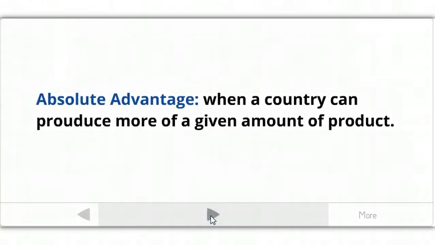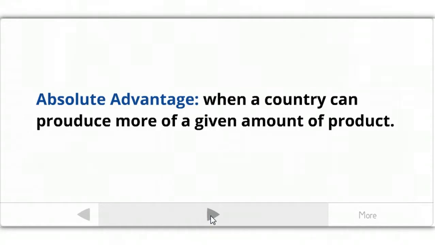Absolute advantage is when a country can produce more of a given amount of product. When you were younger, you might have said to a friend, "My dad's better than your dad. My dad can do more push-ups than your dad could do." What you were bragging about was absolute advantage. You were saying that he could produce more of a given amount of product.